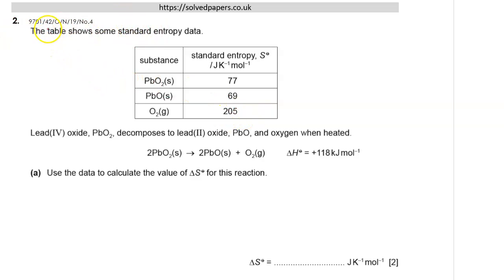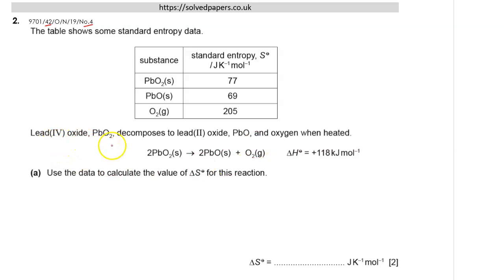Now, question number 2 was set on variant 4.2. This was question number 4. The table shows some standard entropy data. Of course, we have the substances here: lead oxide, solid, and of course lead oxide. This is lead 4 oxide, lead 2 oxide. This is oxygen. Their standard entropies are given here in joules per Kelvin per mole.